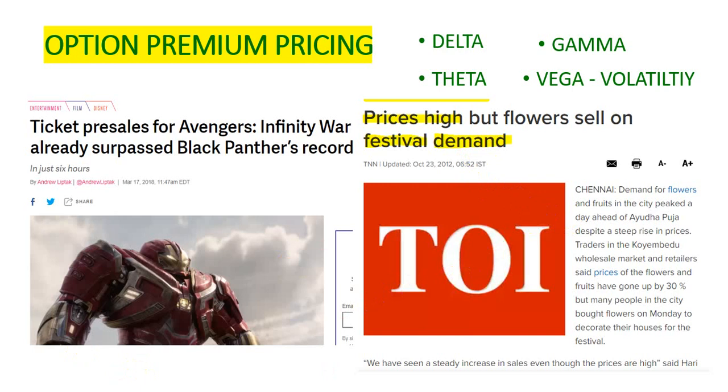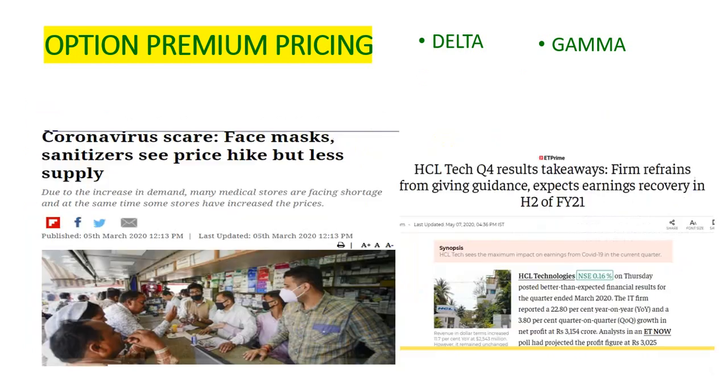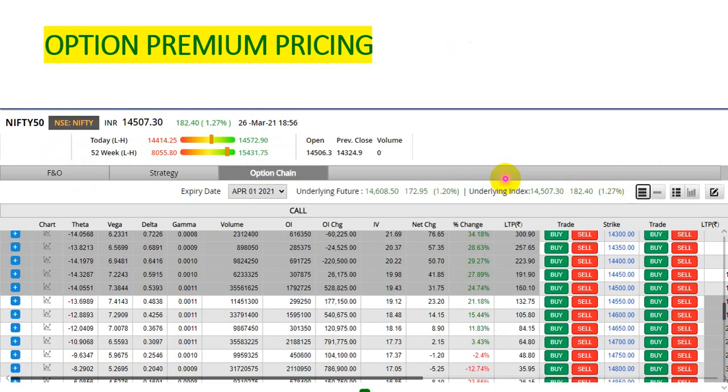So, how much price they fix is not only decided by time value, but also by demand or extreme conditions, and prices are hiked. This is also happening in our options. This is decided by vega. What happens to face mask prices and sanitizer prices? Increase. HCL Tech, before the results, what happens? Prices go up. Like that, the premium prices also go up. This is called vega. Now coming to the same option chain, which we discussed a few minutes back.